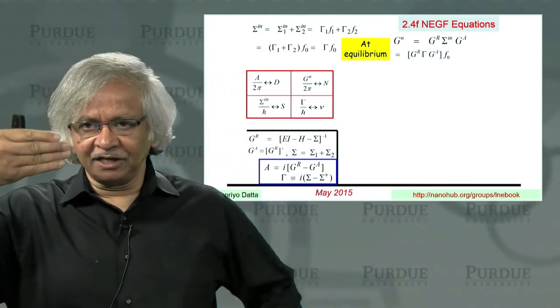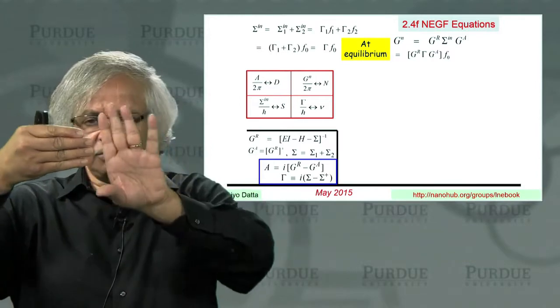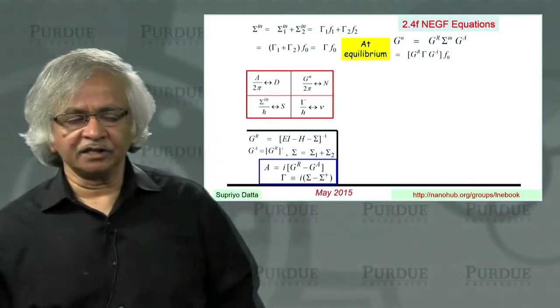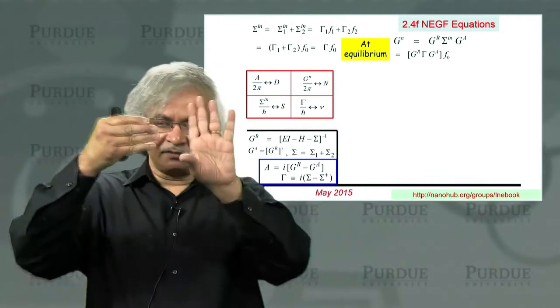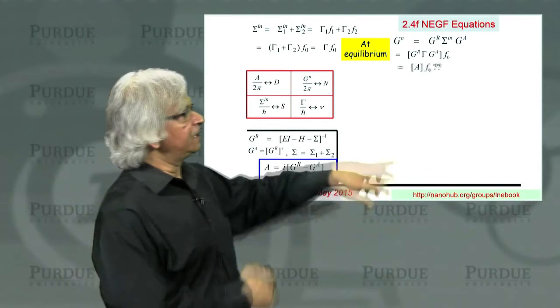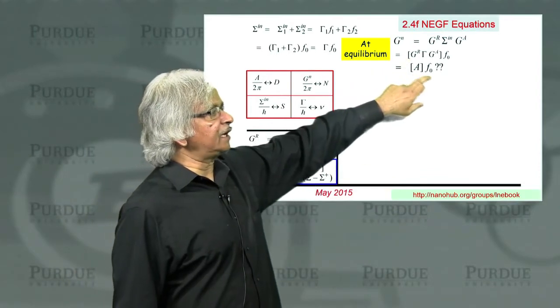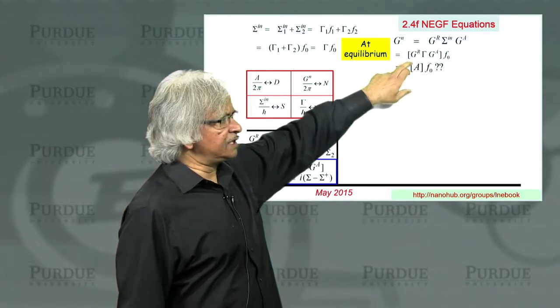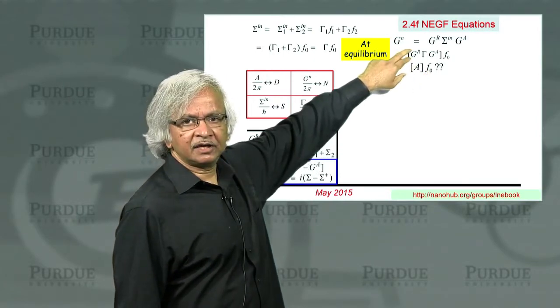If you have a channel in equilibrium with a contact, then in a given energy range, the fraction of states that are occupied must be the same. So what should happen is that this should be equal to A times F0. But the question is, is that true? Is A equal to GR gamma GA?